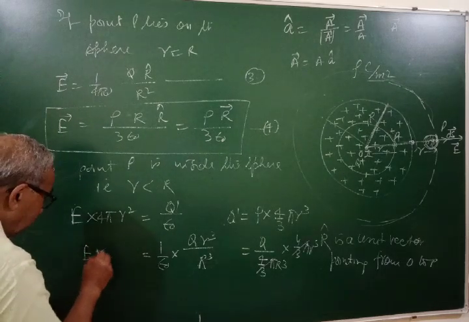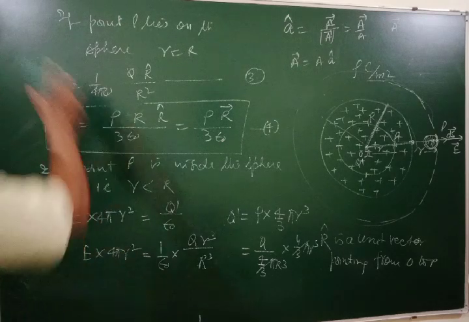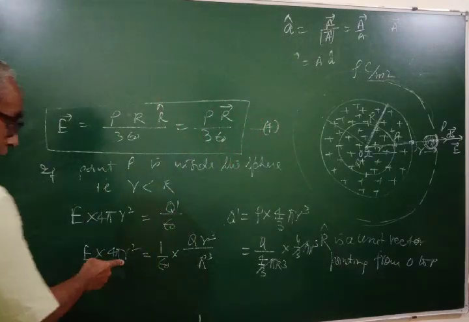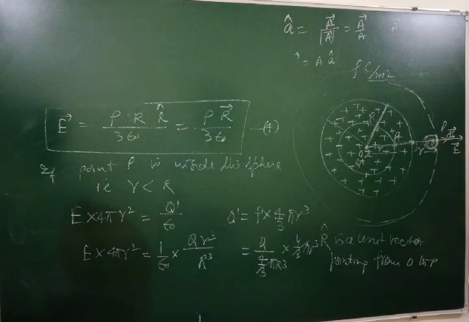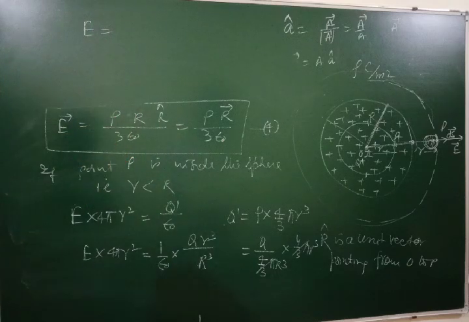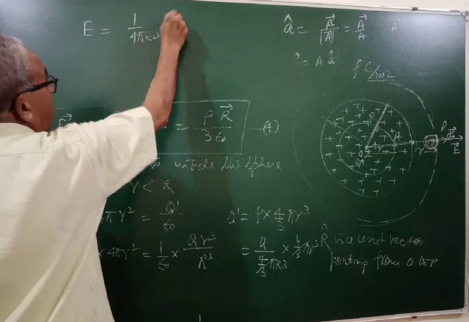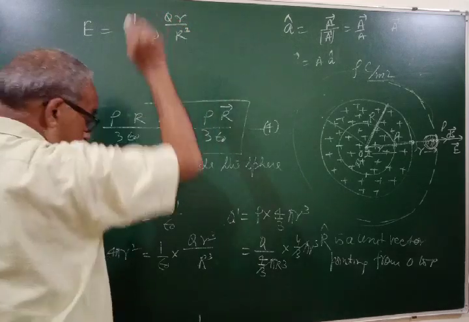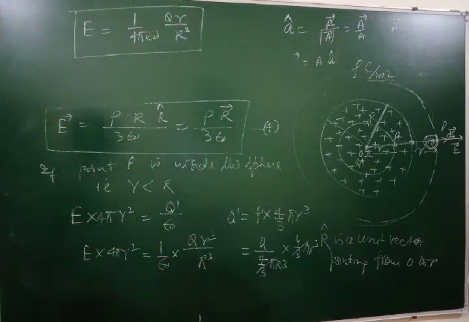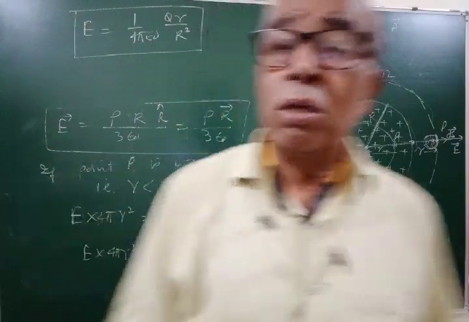So E into 4 pi r square equals this. The small r cancels, so you will get E equal to 1 upon 4 pi epsilon 0 Q r upon R cube. I have written this equation because we need it to explain certain facts.